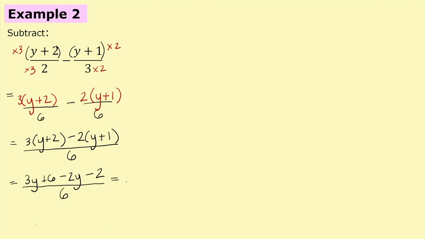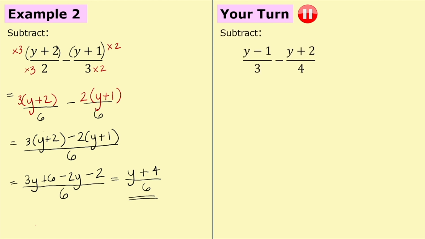And once we've got that, we can go ahead and simplify. So 3y subtract 2y to give us just y, and then 6 subtract 2 to give us plus 4 all over 6. And that's your final answer for that one. Okay, so this example is just drawing your attention to the fact that this is a subtract, and you need to take that into consideration when you're expanding that final bracket. So with that in mind, can you pause the video here and try this question?